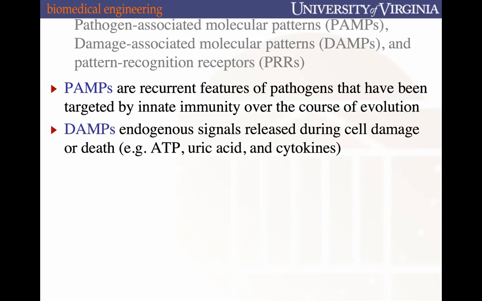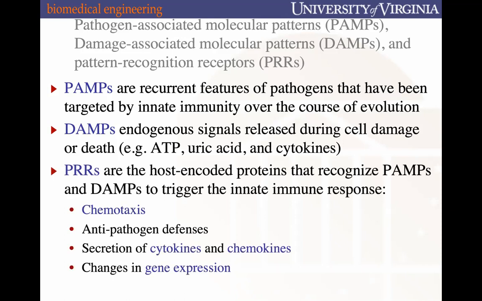Some of these DAMPs, for example, are ATP, uric acid, or certain cytokines. They're usually stored inside a cell, but when released prematurely can serve as, again, that flare signal to signal tissue damage. Now, what's important to know is that PAMPs and DAMPs bind to pattern recognition receptors. So PAMPs and DAMPs, you can think of them almost like a polymer.